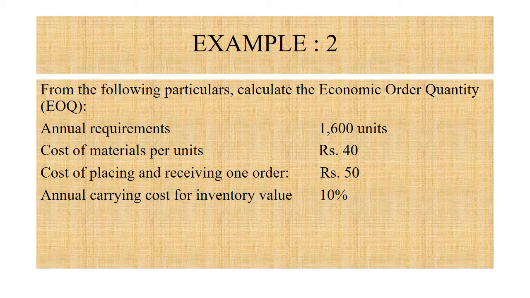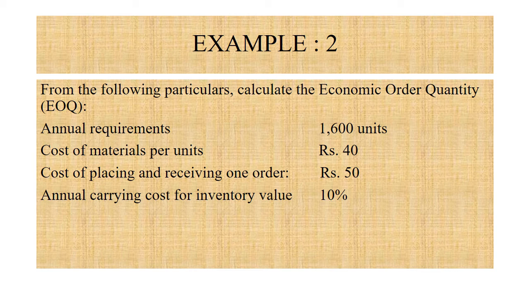Looking into this example, from the following particulars, calculate economic order quantity. Annual requirements 1600 units, cost of materials per unit rupees 40, cost of placing and receiving one order rupees 50, annual carrying cost for inventory value 10%. Here the question is not a direct one. There is a small calculation to be done. We know that for the formula we need to find out the annual usage in units.